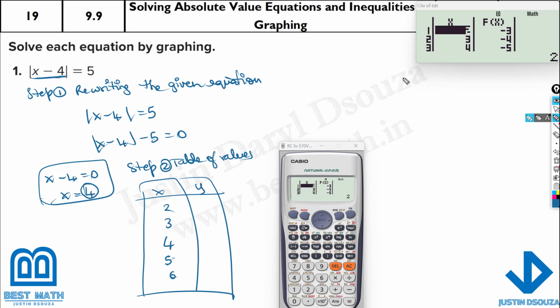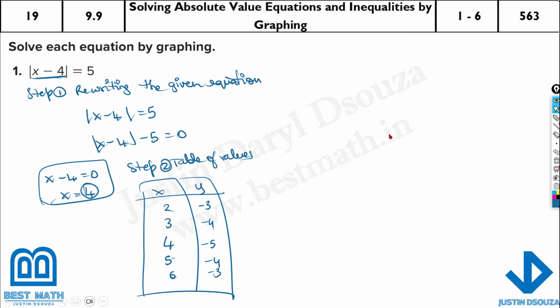Here we go. These are the values. We can see it's minus 3, minus 4, minus 5, and then it'll repeat itself as minus 4, minus 3. It's not going to keep decreasing because this is the dipping point and then it again goes up. Step 2 is done. Step 3 would be graph.